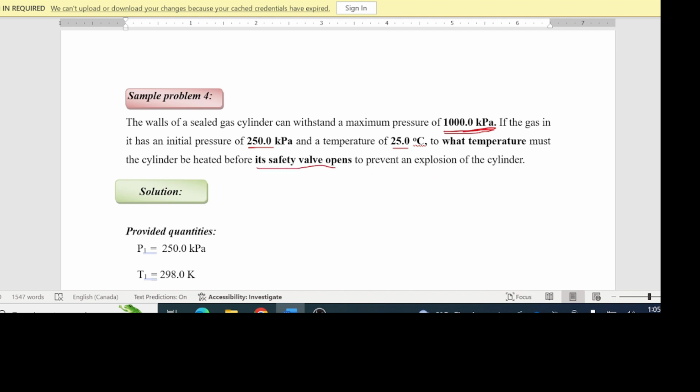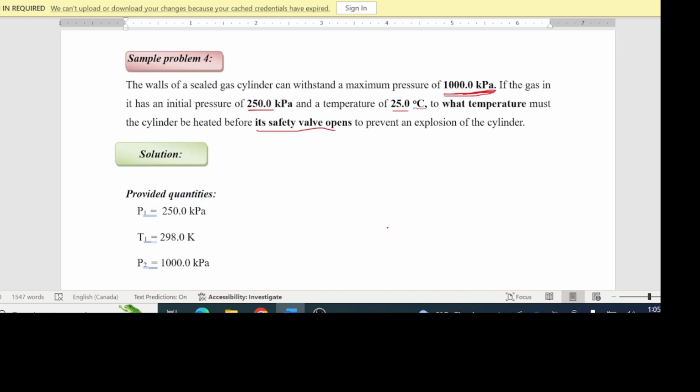What does that mean? Let us say, for some reason, this cylinder here had a gas at that pressure and that initial temperature. If you, by accident, place this cylinder where the temperature is very, very high, you can cause the cylinder to burst, unless it has a safety valve that opens at a very high temperature to release the gas inside. So you want to know at what temperature it will reach that pressure.